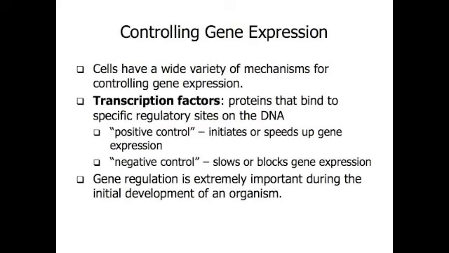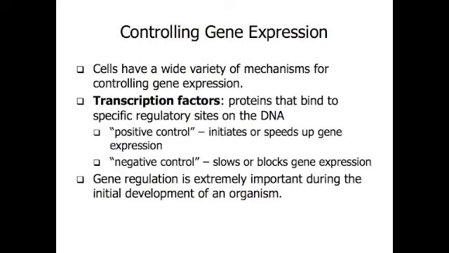Moving on, cells have a wide variety of mechanisms that control when individual genes are expressed. One of the main ways of controlling expression is through proteins called transcription factors, which bind to specific sequences in the DNA called regulatory sites, often located in front of the promoter site of genes. The regulation may take the form of either positive control, in which binding of the regulatory protein initiates or speeds up gene expression, or negative control, in which the protein slows down or blocks gene expression.